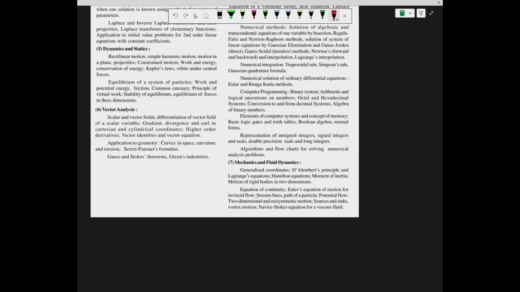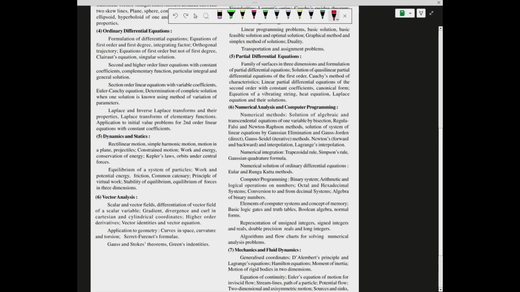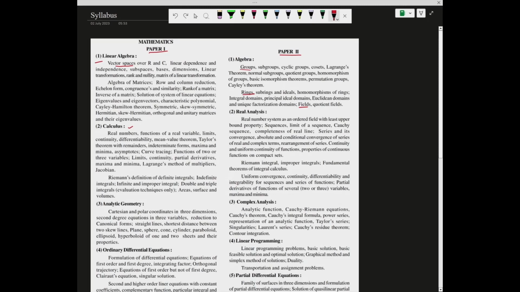Okay, so generalized coordinates, Euler's equation, flow, those things we are going to study, and it's a scoring topic. So this is for today, the introduction of the syllabus, and from the next session, we are going to start with linear algebra, especially vector spaces. We'll start with the very basic definition of vectors, and I'll take you from geometrical representation to mathematical representation. Then we'll jump onto linear dependence and independence, because you're going to get questions from that portion.